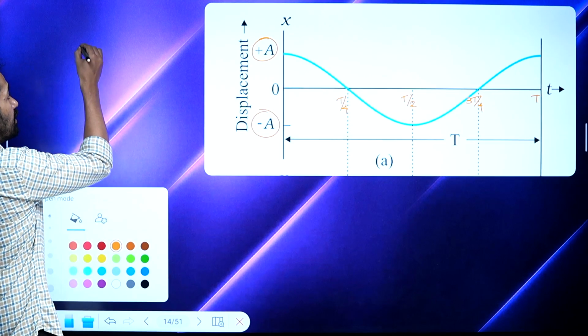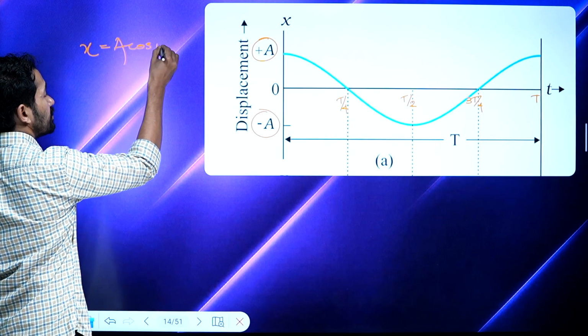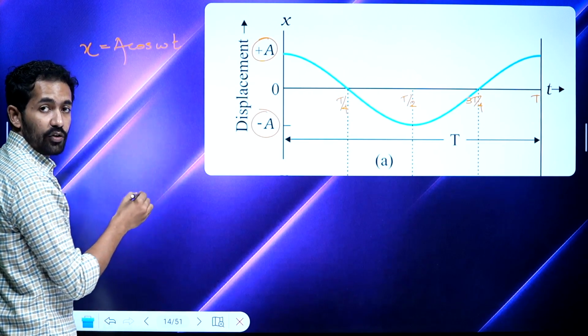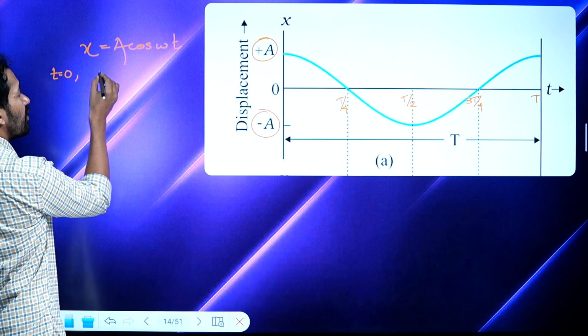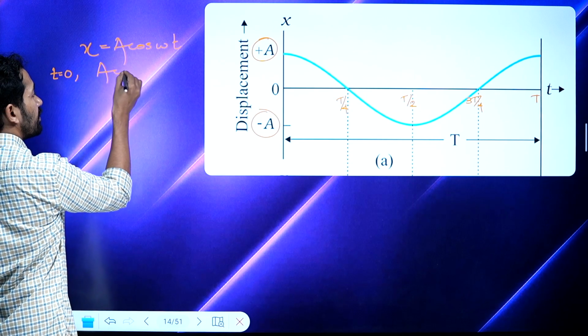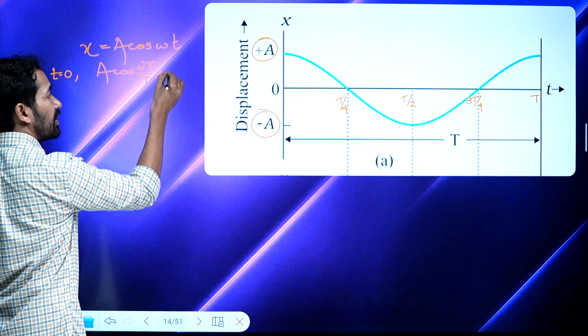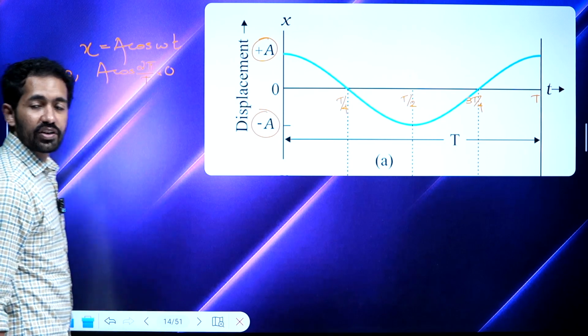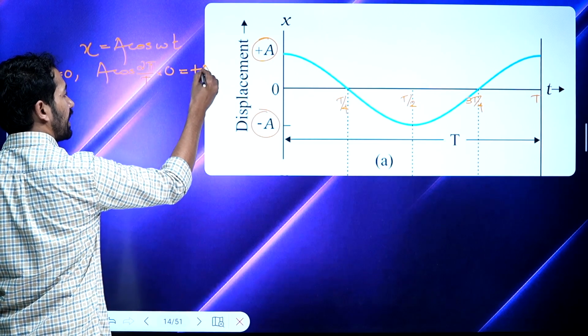So see, x is equal to a cos omega t. Now at time t is equal to 0, what will happen? At time t is equal to 0, a cos, instead of omega I will be writing 2 pi divided by time period into 0. What is cos 0? Cos 0 is 1. So your first position is plus a.